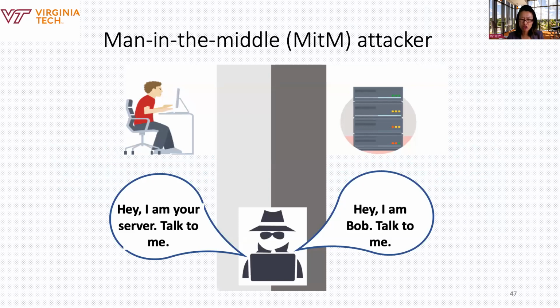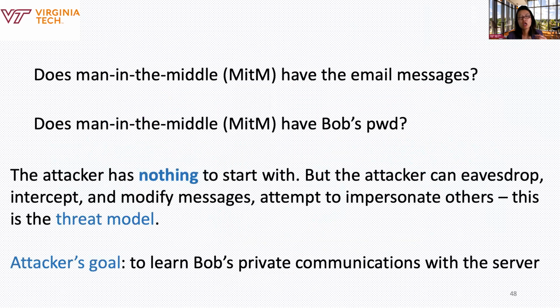So how can someone who knows nothing to begin with, after a couple of rounds end up being able to know everything, pretending to be the server in front of Bob and pretending to be Bob in front of the server? And of course, in this scenario, the threat model is that the attacker will be able to eavesdrop on the traffic, intercept, modify, and impersonate anyone. This is the threat model, okay?